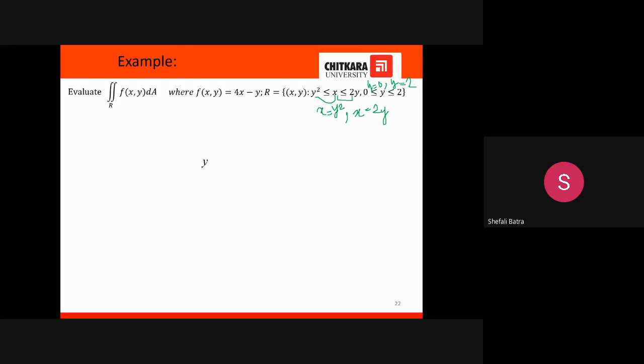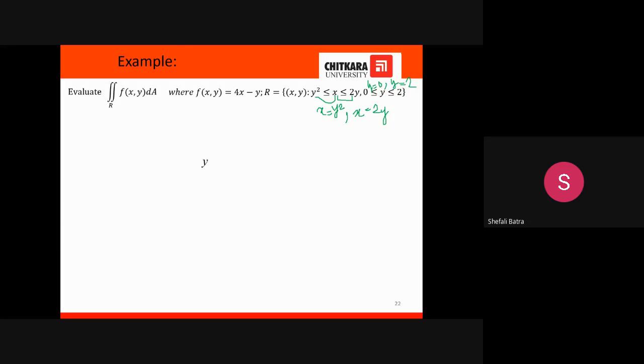First, you need to sketch the region. You need to draw the region. So for drawing, I am asking you what this curve represents. x is equal to y square. Ma'am, parabola. It is a parabola.